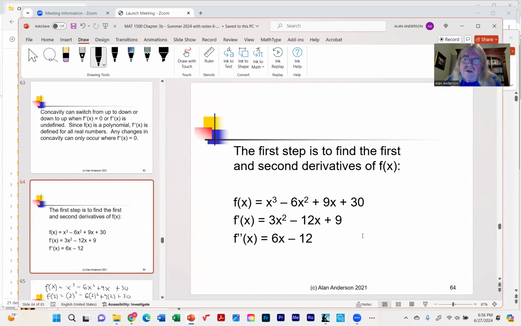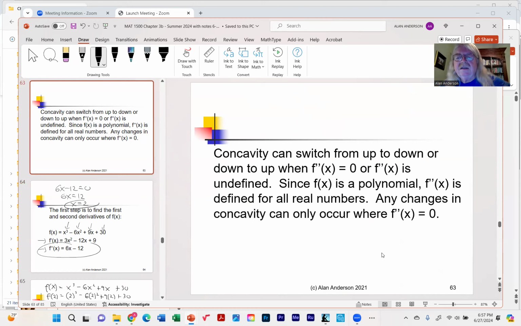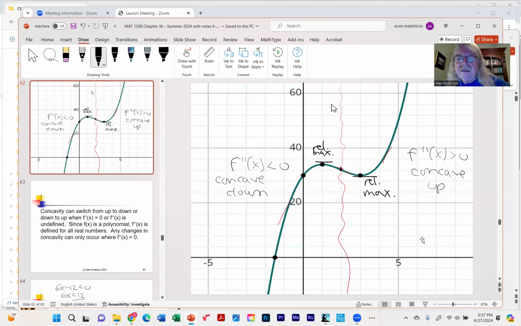Now, this is a straightforward polynomial. We're going to apply the power rule to each of these terms. And of course, you recall that the derivative of a constant is just 0. So we'll get, for our first derivative, 3x squared minus 12x plus 9. And then when we reapply our power rule, we get 6x minus 12. So what happens if we set this equal to 0? X equals 2. So that looks about right.